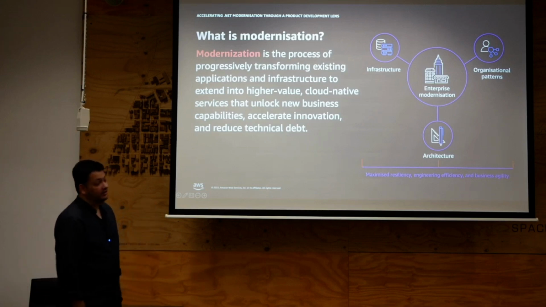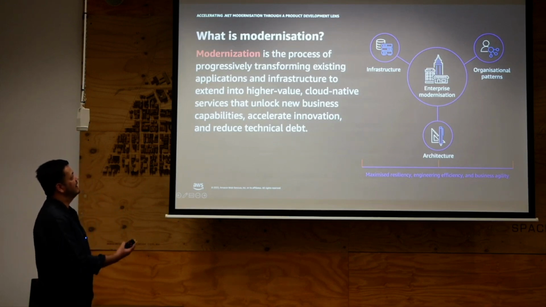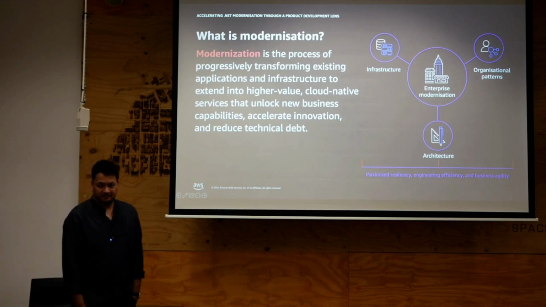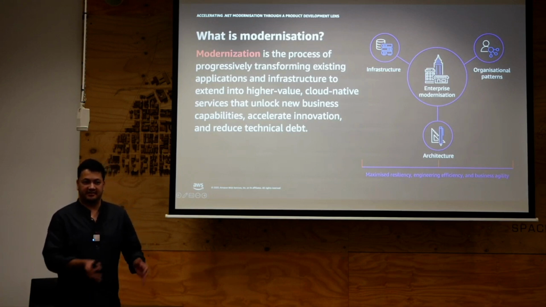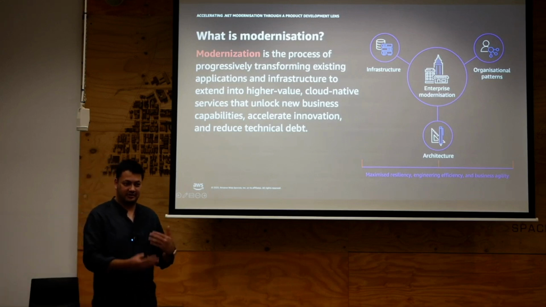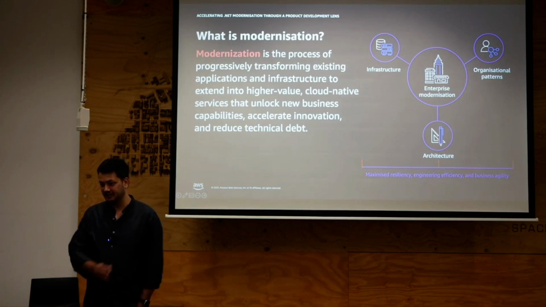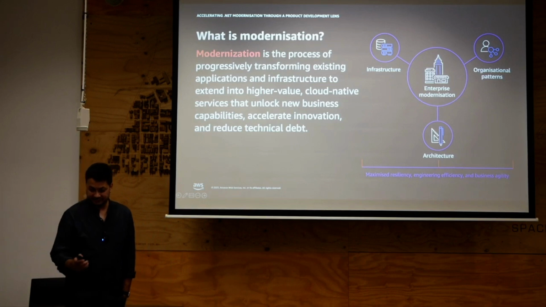Well, this is a definition of what AWS says is modernization. It's the process of progressively transforming existing applications and infrastructure to extend into higher value cloud-native services that unlock new business capabilities, accelerate innovation, and reduce technical debt. Now, just to make things clear, what we'll talk about in terms of modernization is from monolith to swanky new services. I'm not using the word microservices because we'll talk micro, macro. We're just talking about services at this point. Let's not go into that debate on what's good or bad, but we're talking about legacy applications and how we move them to new services.